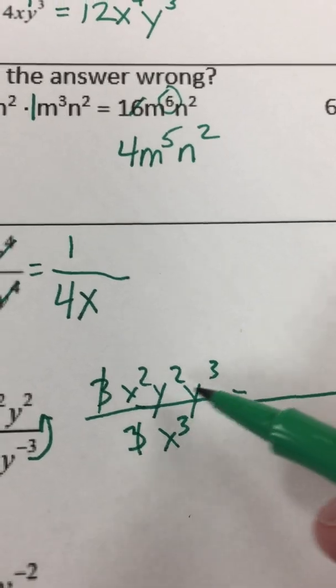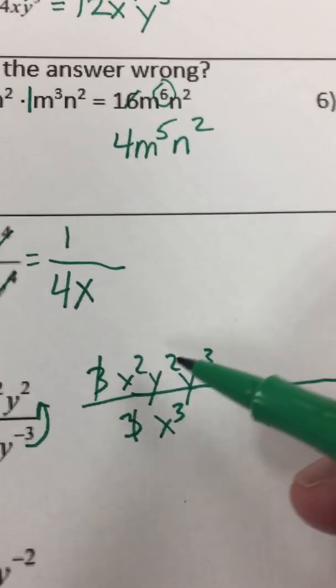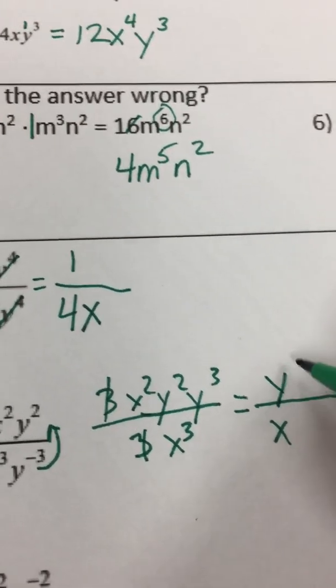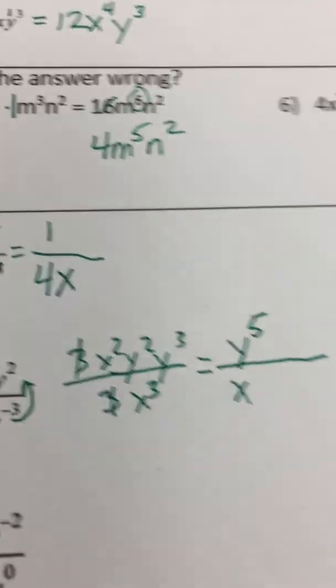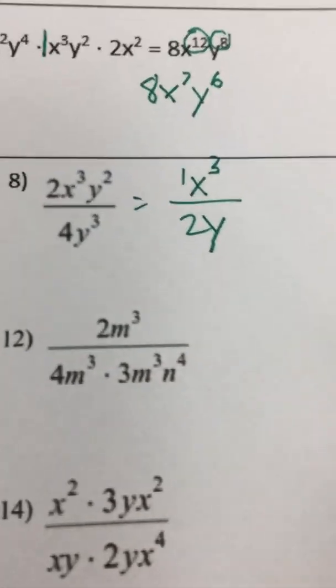And y's, both y's are on top, so this is a multiplication problem on top. When you multiply, what do you do with the exponents? You add them. So this is y to the 5th on top. I've got 5 little y's being multiplied together on top. So y to the 5th over x is the final answer from that. We're just simplifying these down.